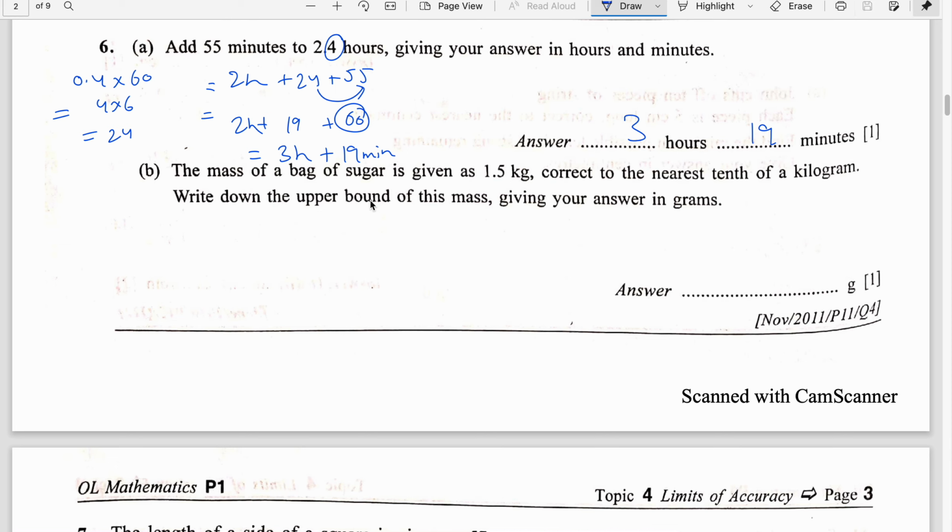B part. The mass of the bag of sugar is given as 1.5 kg correct to the nearest tenth of a kilogram. 0.1. So it would be plus minus 0.05 kgs. Write the upper bound of this mass. Give your answer in grams. So 1.5 plus 0.05 is 1.55 kgs. When you convert it into gram, multiply it with 1000. So that is 1550.